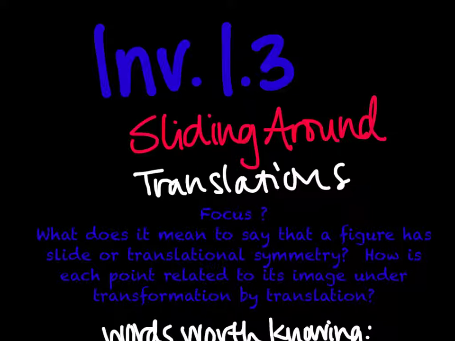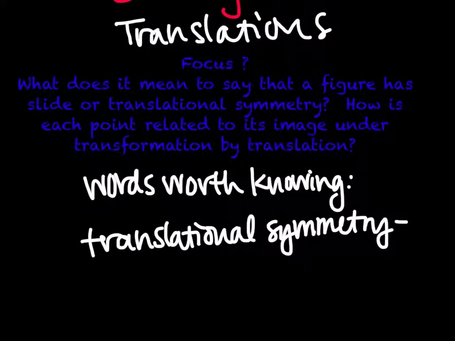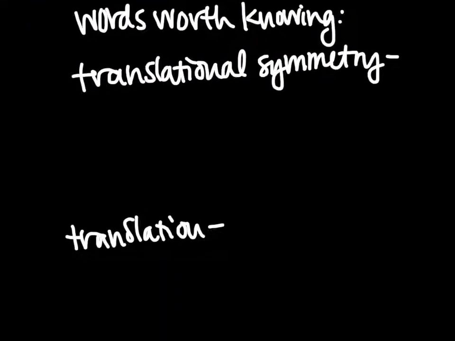So we're going to be looking at the various relationships between one image and the other if we have translated it to a new location. A couple of words worth knowing that we're going to be focusing on. First one, translational symmetry. Translational symmetry is essentially when you can slide a figure to move it to a position where it looks exactly the same as the original in its original position.